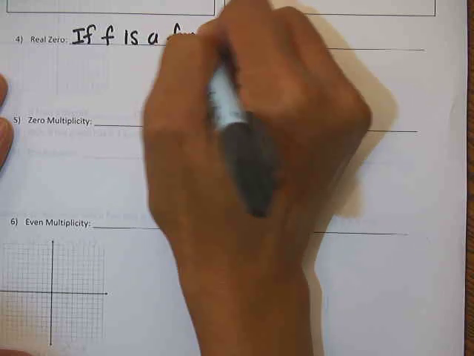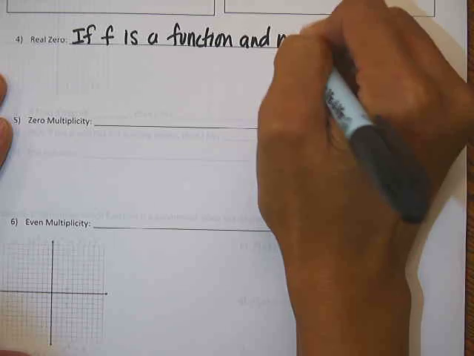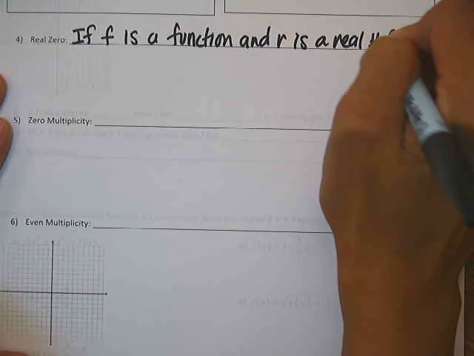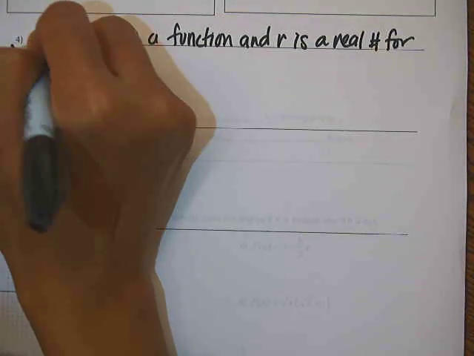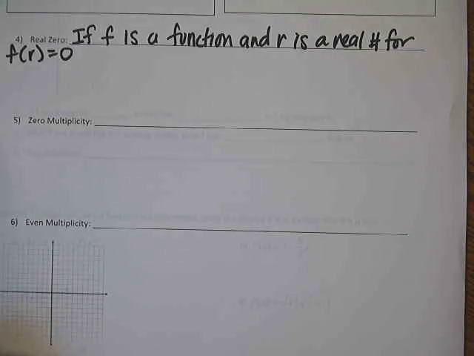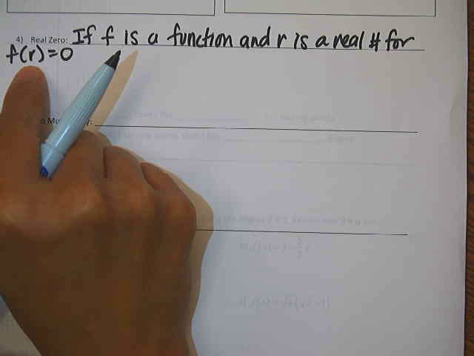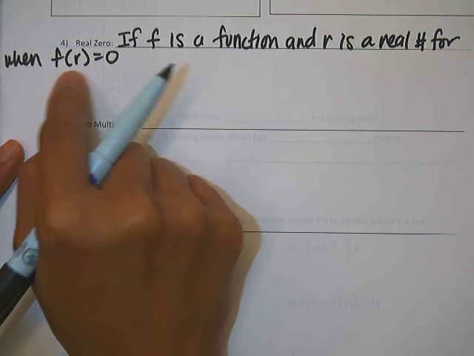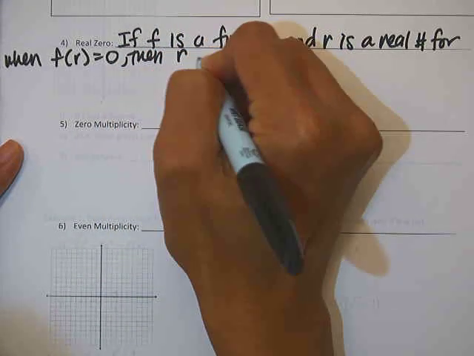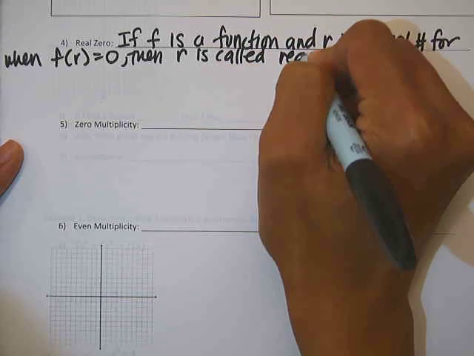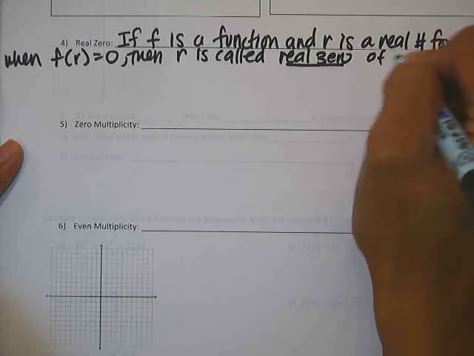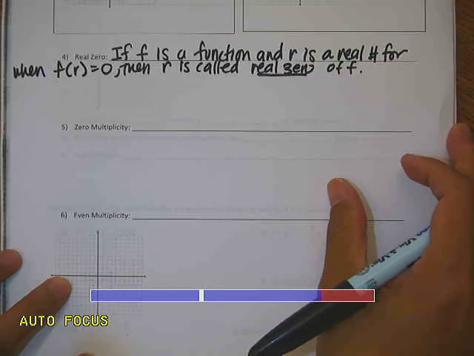Now that you have completed those 2 sets of graphs, let's define some more vocabulary. Real zero: if f is any function and r is a real number for when I put r in as an input, so for when f of r equals 0, then r is called a real 0 of f. The reason it's called real 0 is because the output is 0.